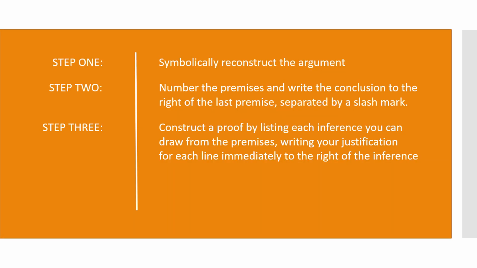Now that we have the argument all set up and ready to go, the third step in all of this is to actually construct a proof. And you construct a proof by simply listing each inference you can draw from the premises, numbering them and listing them underneath the premises in a row, and then writing your justification for each line immediately to the right of the inference, basically sitting underneath the conclusion.